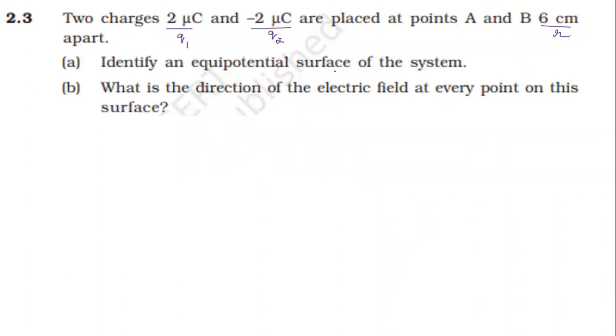Identify the equipotential surface of the system. So without calculation we can solve this question. Look at part A now: Q1 is positive, Q2 is negative. So what system is it? Dipole.